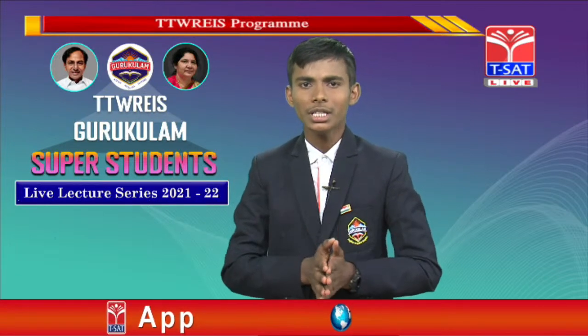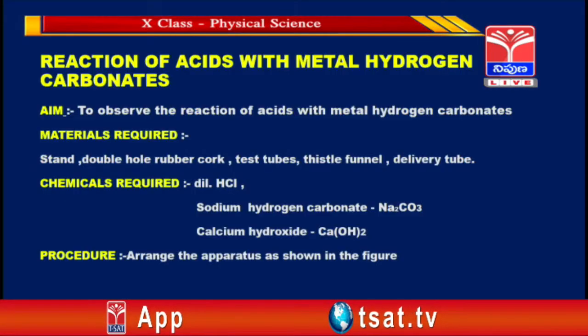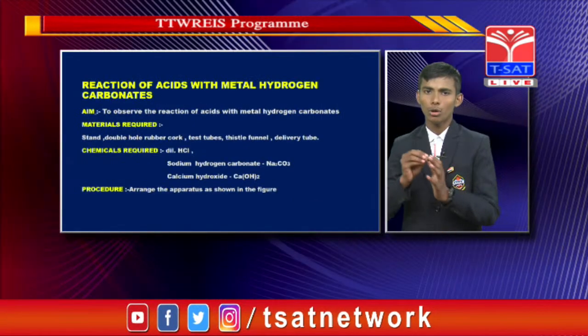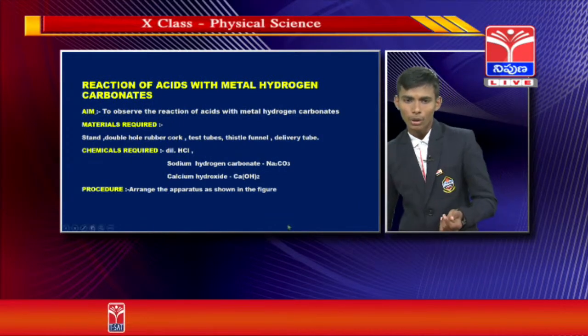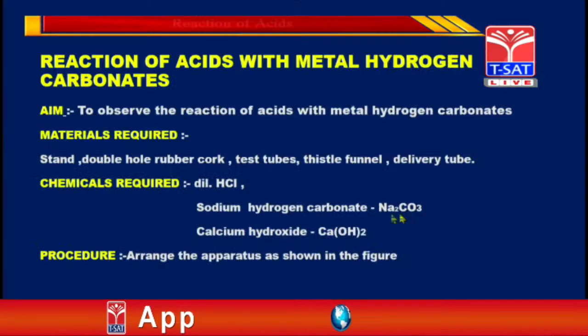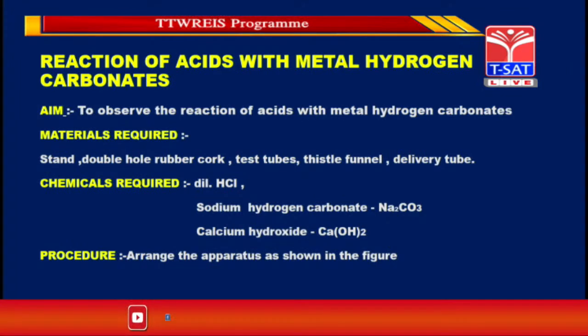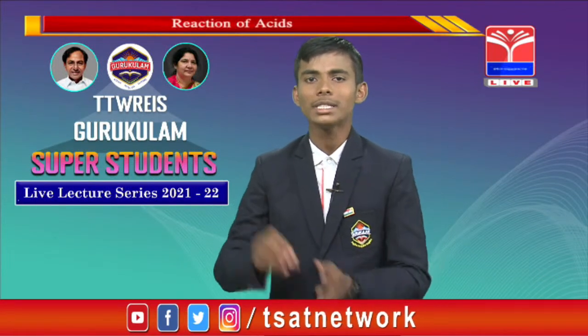The aim of this activity is to observe the reaction of acid with metal hydrogen carbonates. Materials required to conduct this activity are a stand, test tubes, thistle funnel, delivery tube and double holed rubber cork. Chemicals required are dilute hydrochloric acid, sodium hydrogen carbonate and calcium hydroxide solution. The formula for sodium hydrogen carbonate is NaHCO3. The formula for calcium hydroxide is Ca(OH)2. Calcium hydroxide is also known as lime water.